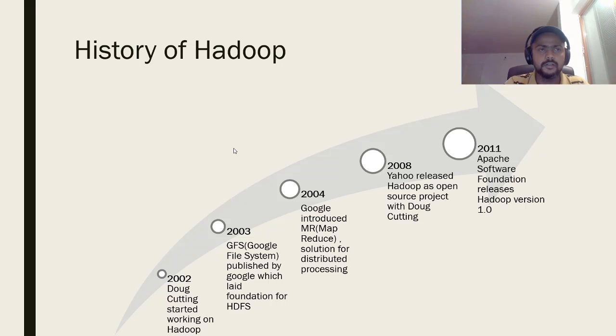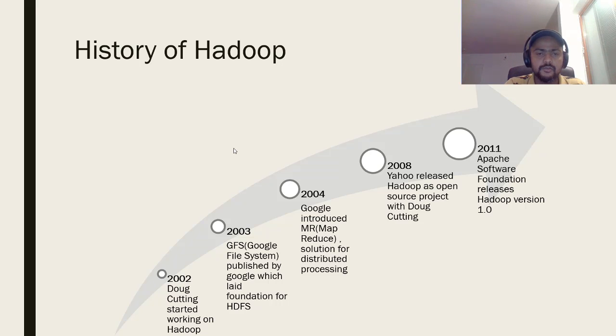Let's briefly talk about the history of Hadoop as well. It all started somewhere around 2002 when Doug Cutting started the work on building this framework called Hadoop. Then in 2003, the Google File System, or GFS, published by Google, laid the foundation of HDFS. What HDFS is we will talk about in the coming slides, but you can think of it as a distributed storage system in a very brief definition.